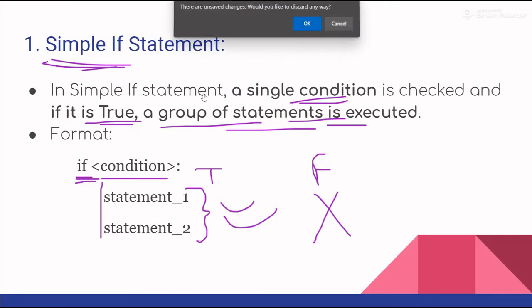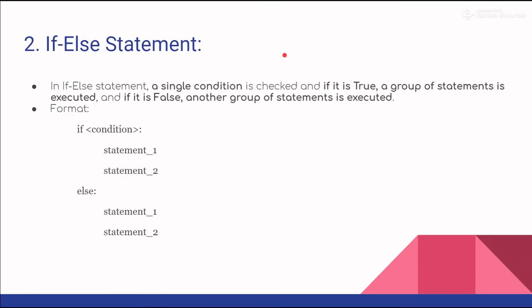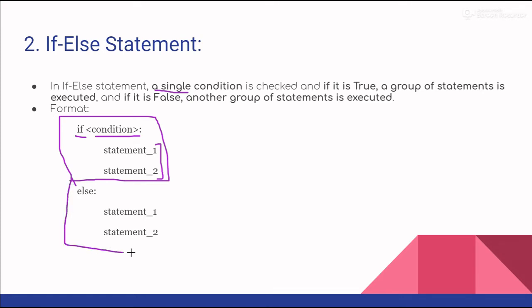So let's move ahead now. Next is if-else statement. Now, in if-else statement, a single condition is checked. Again, we have a single condition, not multiple. Okay, so notice this. A single condition is checked, and if it is true, a group of statements is executed, and if it is false, another group of statements is executed. In the previous one, we just had this part, right? We had if, then condition, and then group of statements. But in this one, we have another thing. We also have an else part along with if.